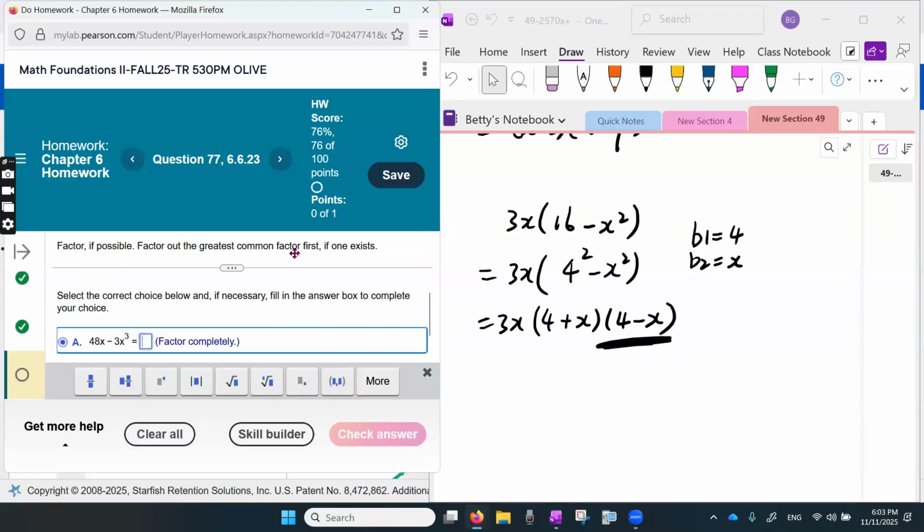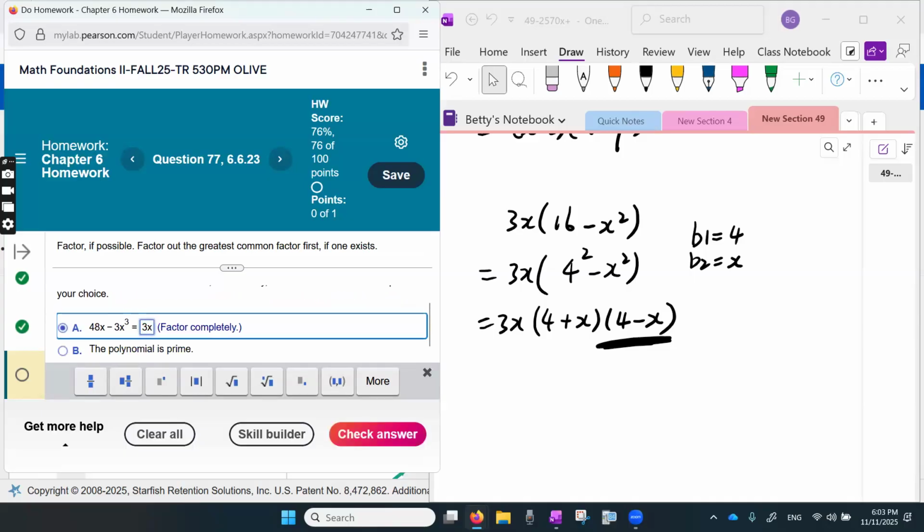I hope you see my pointer here, everyone. Yes, ma'am. Okay, very good. So 3x in front, parentheses times parentheses. Inside the first parentheses, we have 4 plus x. Inside the second parentheses, we have 4 minus x. And done.